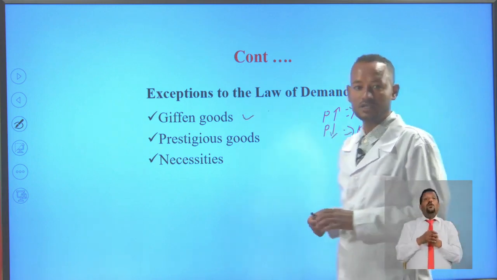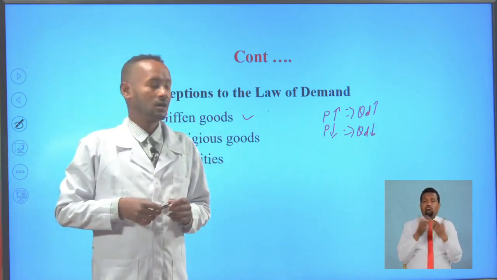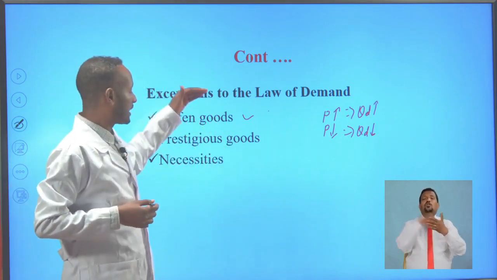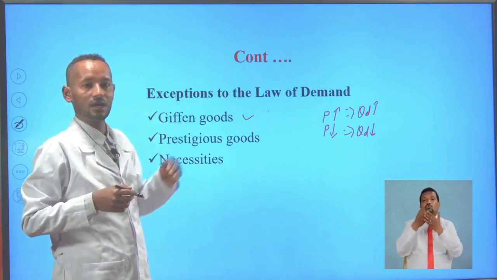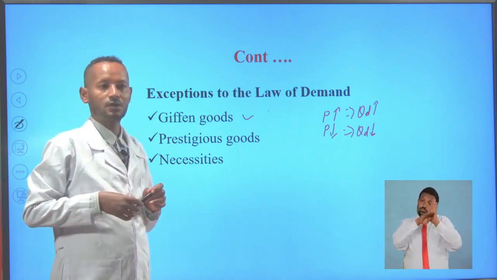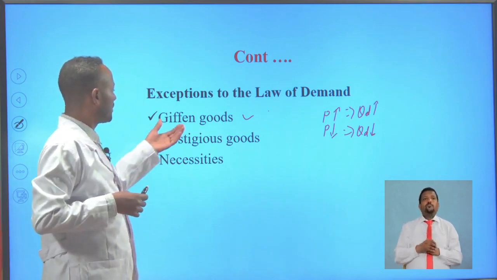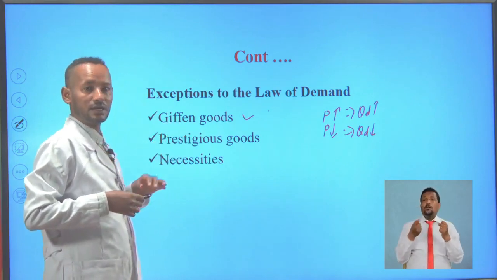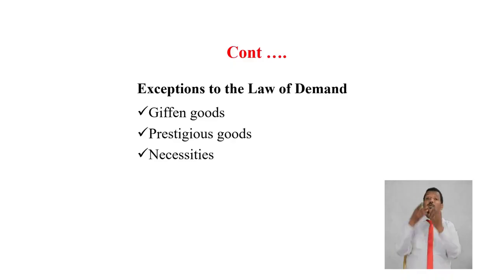Giffen goods are a special type of inferior goods. Inferior goods are those goods for which, as the income of a consumer increases, the demand for the inferior goods will decline, and with a fall in income of the consumer, the demand for inferior goods will also decline. So these Giffen goods are against the law of demand. That means with an increase in the price of Giffen goods, the quantity demanded for Giffen goods may increase or remain unchanged.